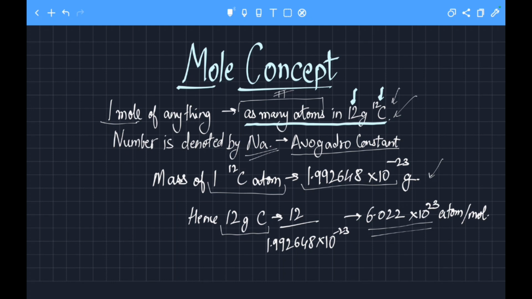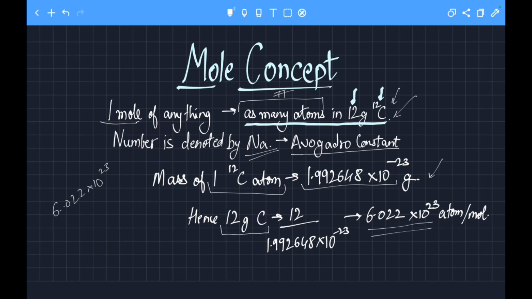Whenever we say 1 mole of any element, any atom of an element, any molecule of an element, what we want to say is 6.022 into 10 raised to 23 quantities of that atom's element. Let's say I am saying I want 1 mole of hydrogen atoms. So 1 mole of H atoms is equals to Na quantity of hydrogen atoms.